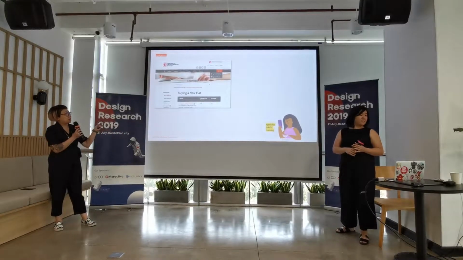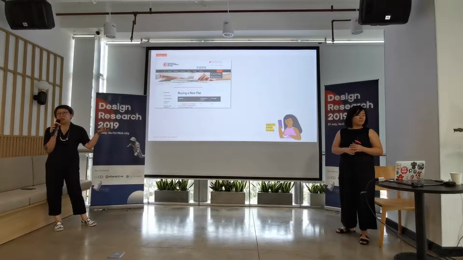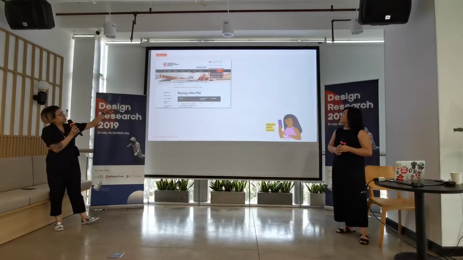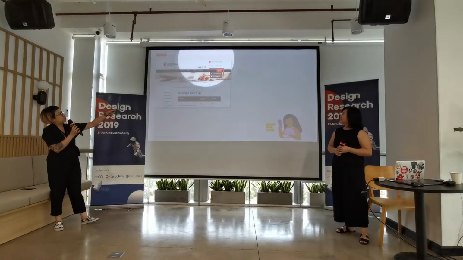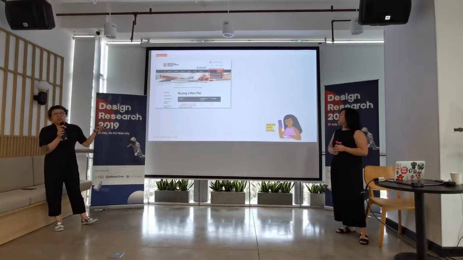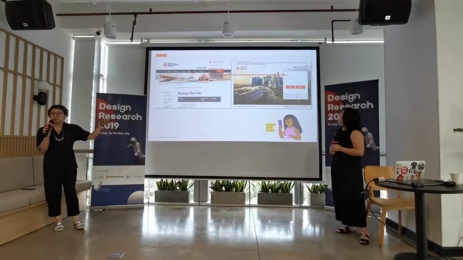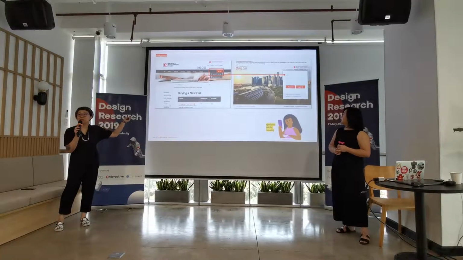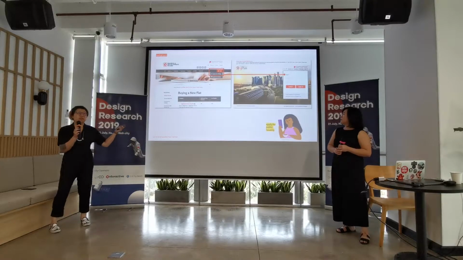So this is how it looks. Let's say you want to apply for a public housing flat. So you go to the housing website, and then you click login, which is at the top. Okay, then it will redirect you to the SingPass website to log in. Once you are done, it will bring you back to the e-service website, and then you can continue.